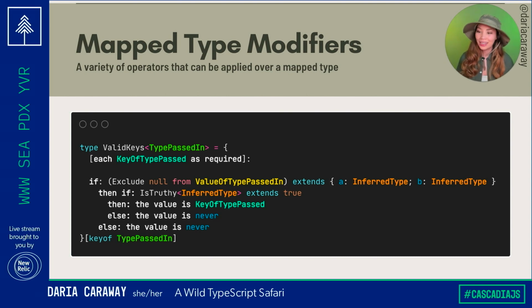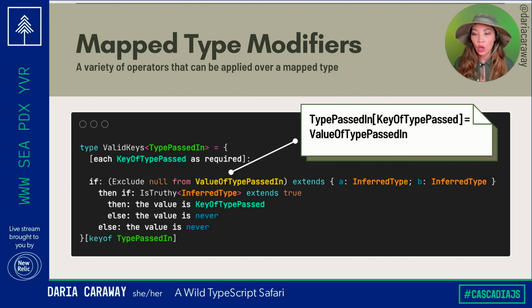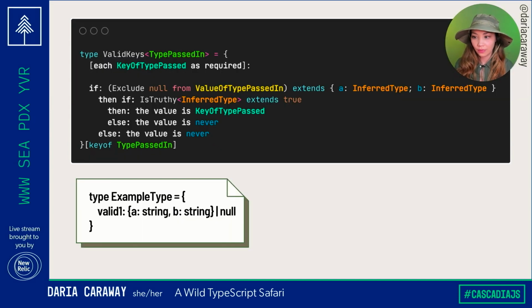Okay, so I've turned the map into words. For each key of type passed as required, we're going to iterate over those. We were also using that key to index back into the type down here. So I've called that value of type passed in, because when you take a key and you index into a type object, you're going to get back the value of the type at that index. So we have everything broken down into words, but let's take an example pass at it because there's still quite a bit going on here.